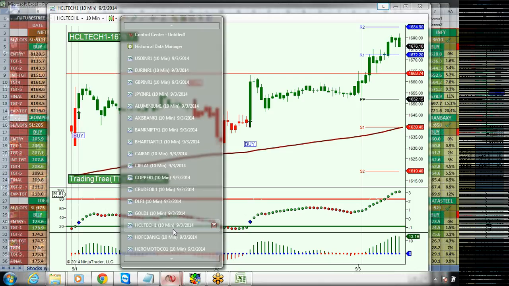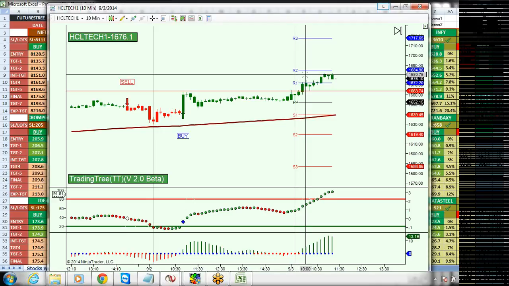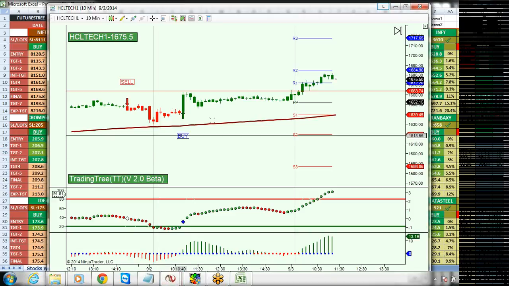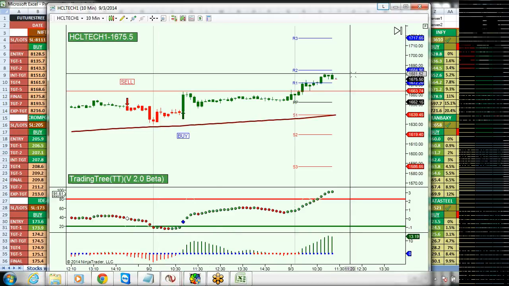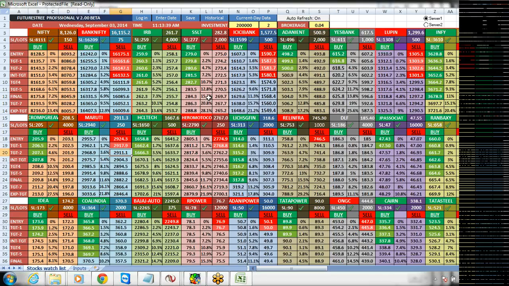Now let's take HCL Tech. HCL Tech, there is still a possibility that it can make R2, or you can exit at this point also. Fair enough, you'll get decent profits because I think we had a buy call even yesterday. So it will become overbought, so you can actually exit at this point also. And gap ups and gap downs don't affect this particular system. So everything is taken care of.